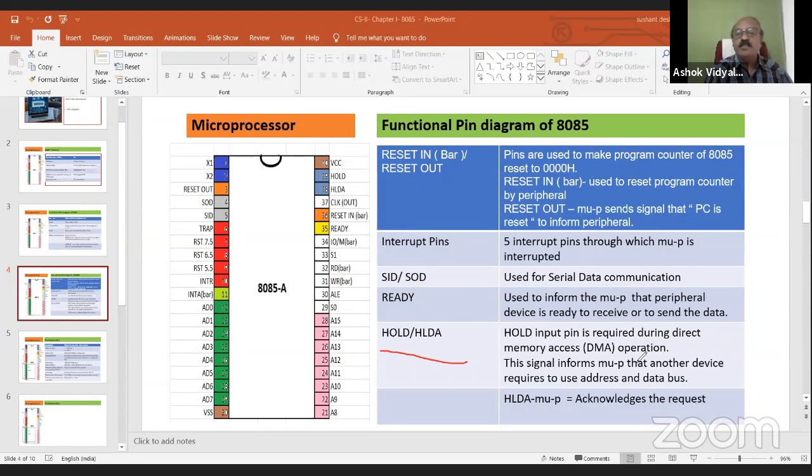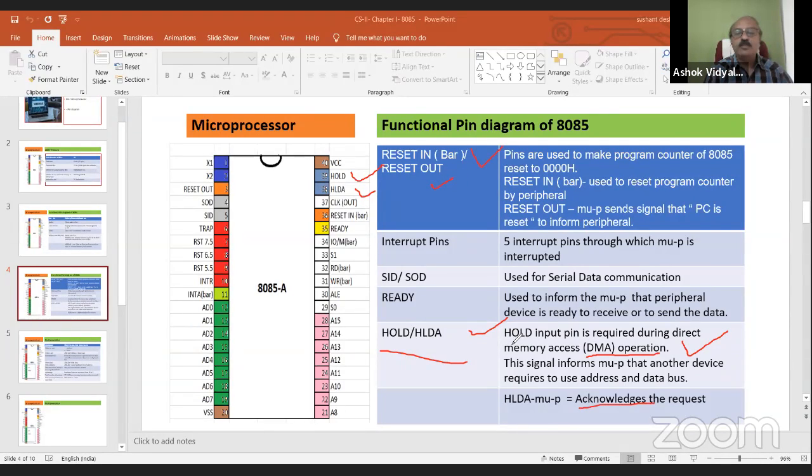The HOLD input pin is required during direct memory access operation. We are going to see in detail what direct memory access is. But when this direct memory access operation is in process or is required to be done, then this HOLD input pin is used. Where is the HOLD pin? See, this is HOLD and this is HLDA. And again, similar to reset in and reset out, one is the signal and the other is the acknowledgement.